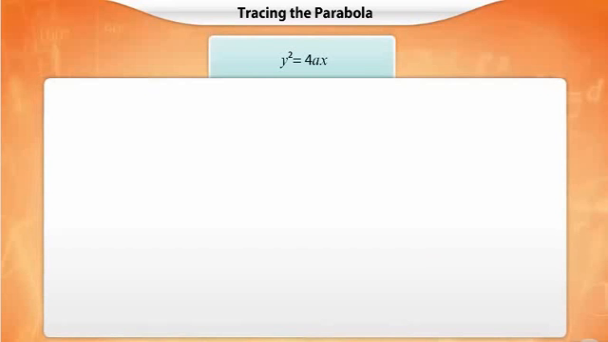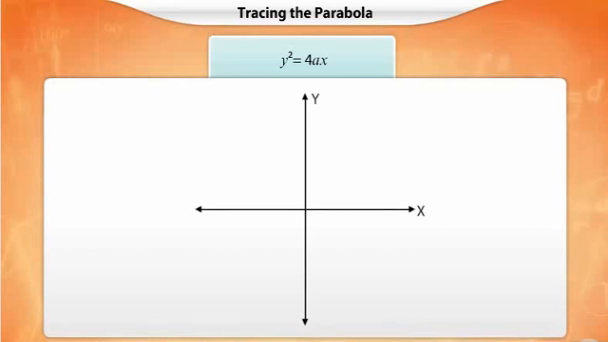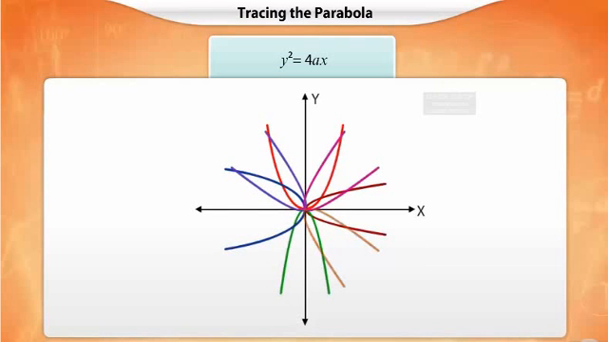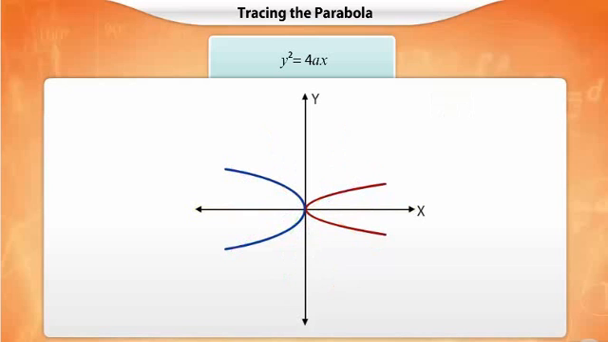Now, let us apply these parameters and trace the parabola y square equal to 4ax. As per the first parameter, the parabola y square equal to 4ax passes through the origin. We can see that there are infinite parabolas satisfying this condition. Now we apply the second parameter. For the parabola y square equal to 4ax, the axis of symmetry is x-axis. Of all the orientations shown, only 2 satisfy this condition.